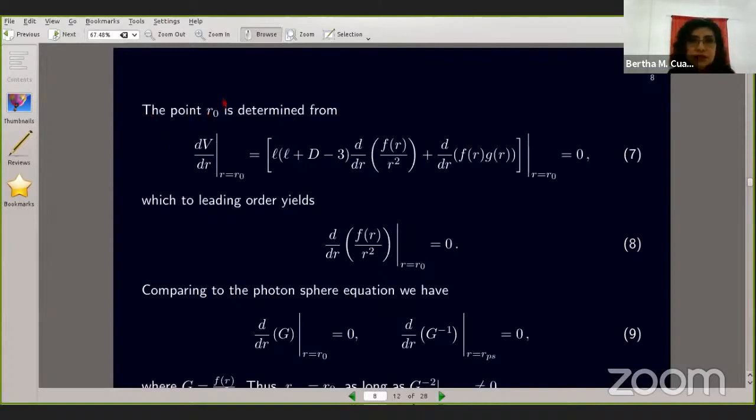This is easily determined by taking the first derivative of the potential and setting it to 0, and this will give us this r0. So to leading order in the eikonal expansion, we find this very simple equation. And something curious is that this equation is very similar to the photon sphere equation. So if we write a function g given by this metric coefficient over r squared, we can rewrite this last equation in this form. And we can also rewrite the photon sphere equation. For this photon sphere equation, we have the inverse of this function here, and in this case, it is evaluated at the photon sphere radius.